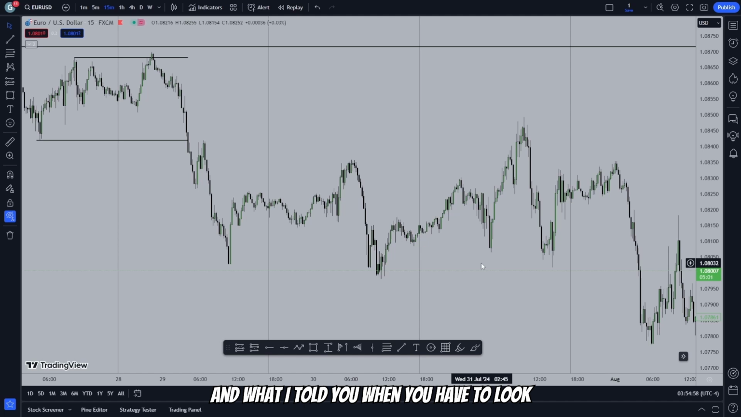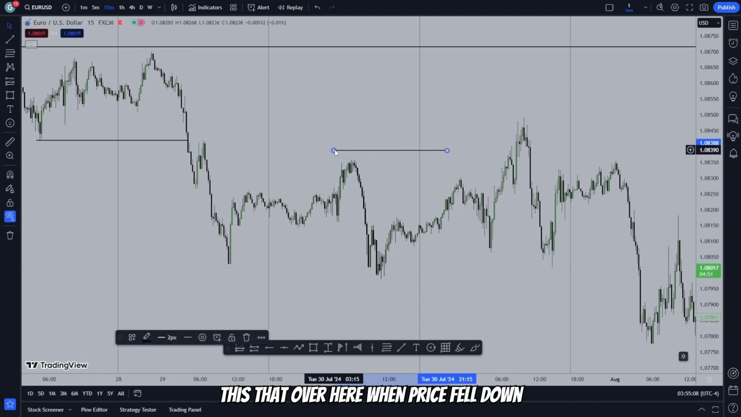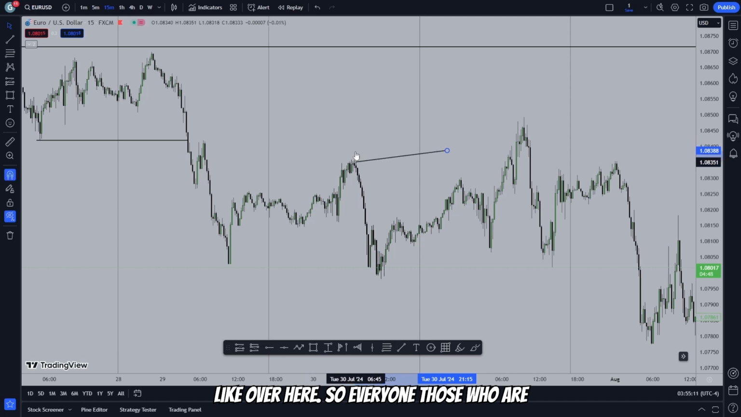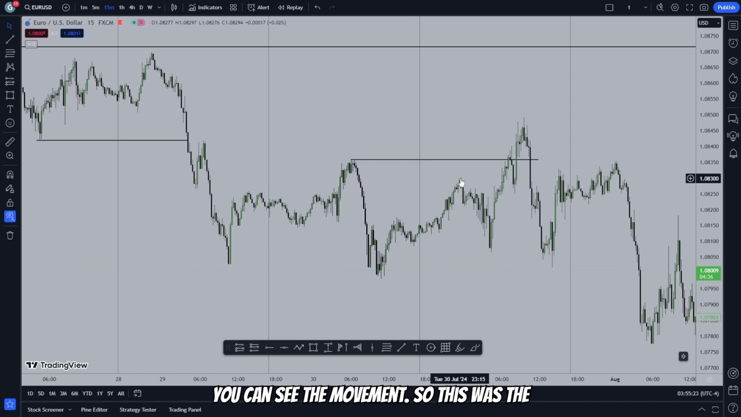And what I told you, when you have to look for sells: when price goes up and takes the buy side liquidity, then only we'll look for sells. Now we can see that over here when price fell down, everyone who is trading and looking at the charts will be thinking that this is a supply zone, right? So if this is a supply zone, they will try to take sells from here. You can see the movement.